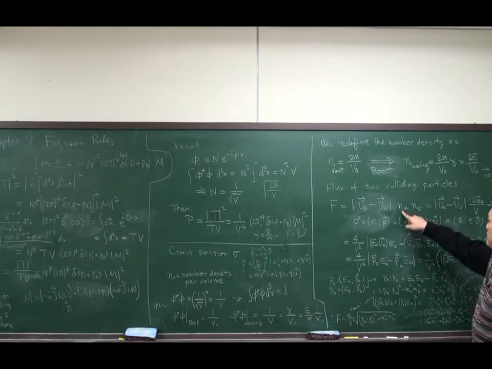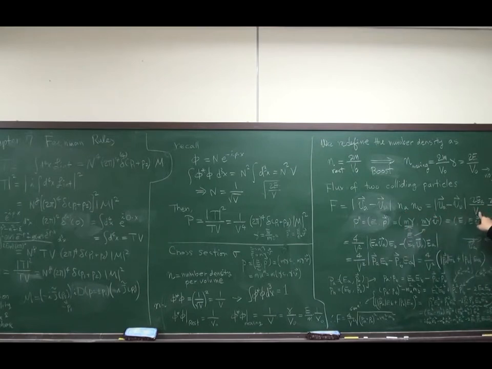We just copy the result of the previous result, that Na is now redefined to be 2 times energy divided by volume. 2 times energy divided by volume of the space. Okay?